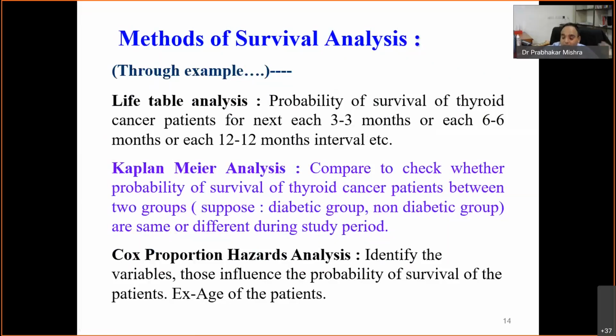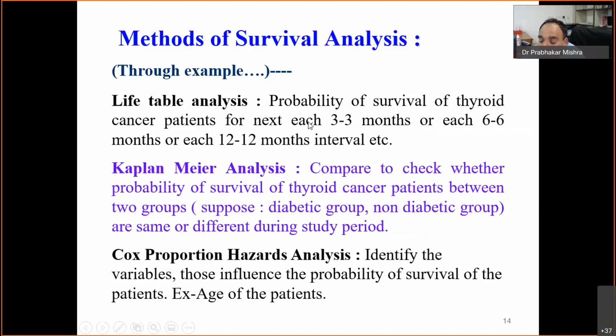So first we have to calculate the survival probability for the first 6 months, then the next 6 months, then the next 6 months. In this way, we can calculate the survival probability of the patient for every six-month interval. It means for every 6 months, we will be able to say that in this interval this is the survival probability of the patient, and when this interval is over, in the next interval, what will be the survival probability of the patient, that we have to cover. So this is the life table analysis.